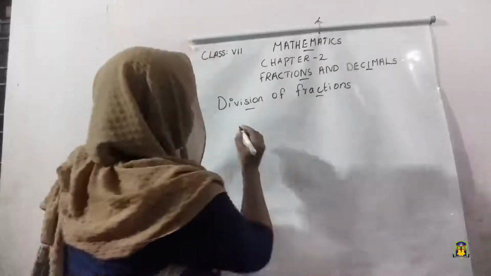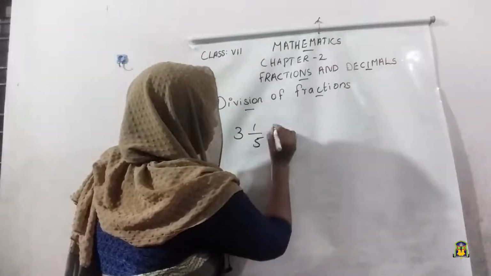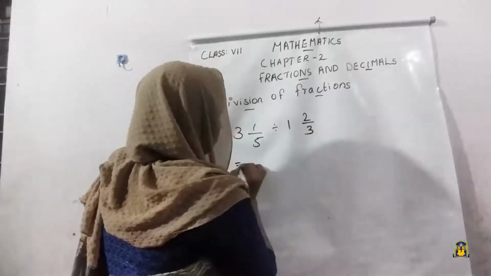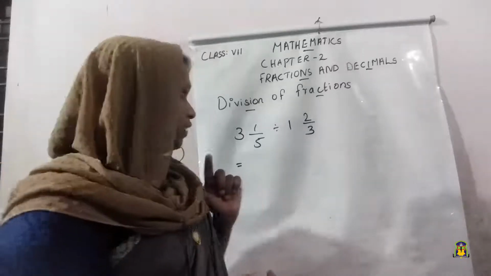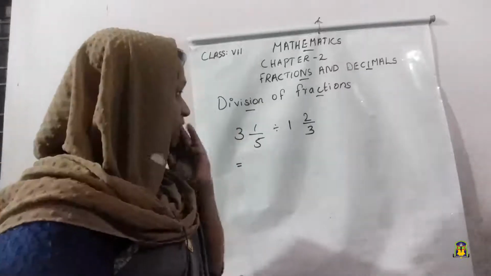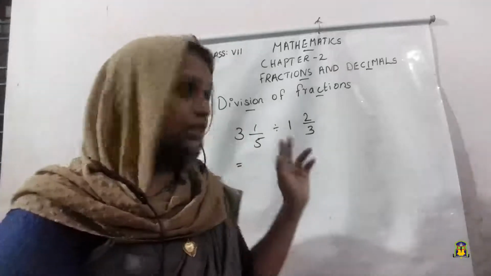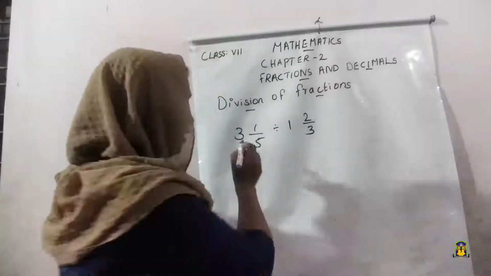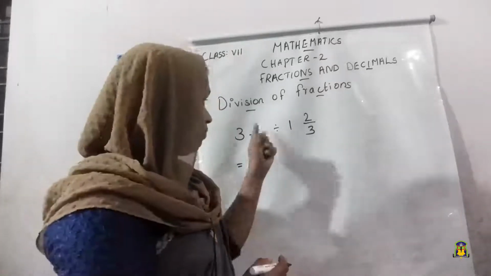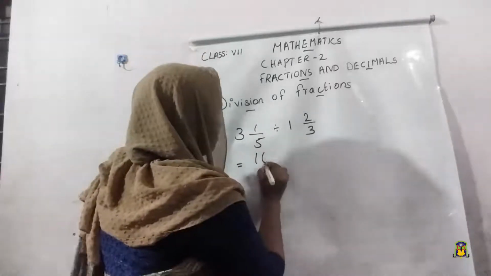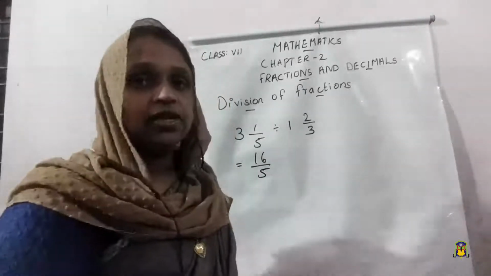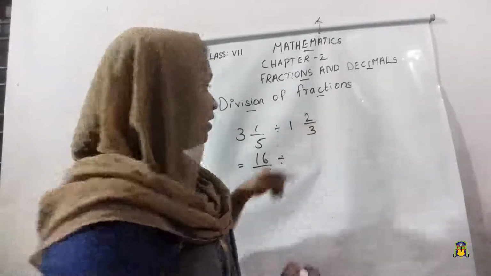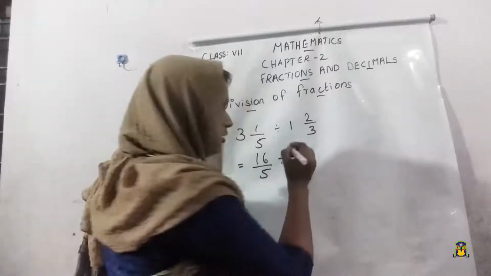The next question. 3 and 1 by 5 divided by 1 and 2 by 3. So here, what's our first step? We want to change the mixed fraction to improper. Here 2 are mixed fraction, isn't it? So we can change both to improper fraction. So that is 3 into 5, 15. 15 plus 1, 16. That is 16 by 5. Isn't it? Next, divided. 1 into 3, 3. 3 plus 2, it is 5 by 3.